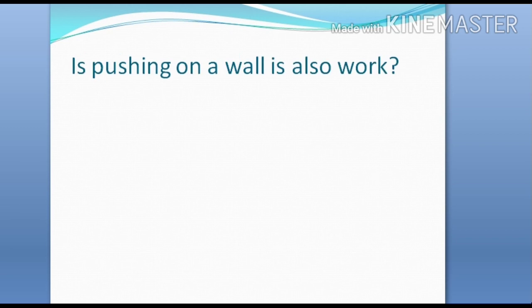There are many other examples where you can say work has been done. For example, lifting a book, lifting a table, or lifting any object. In those cases, we can say work has been done. Now let's go to the next example. Is pushing on a wall also work? Please do think over it. So far what we have discussed is that work is said to be done when we apply force on it and the effect of force has to be there. So in this case, is pushing on a wall also work? Please do think over it.